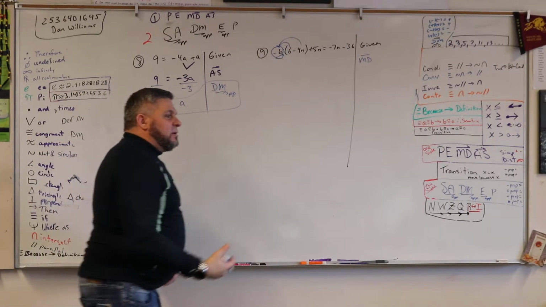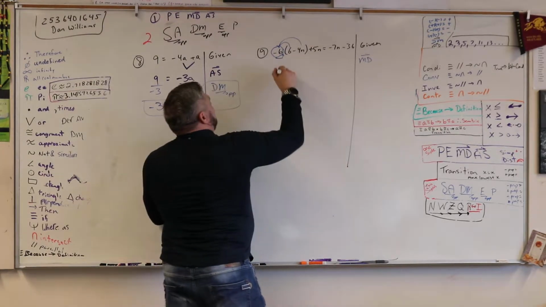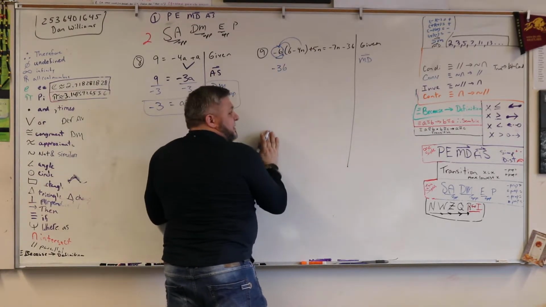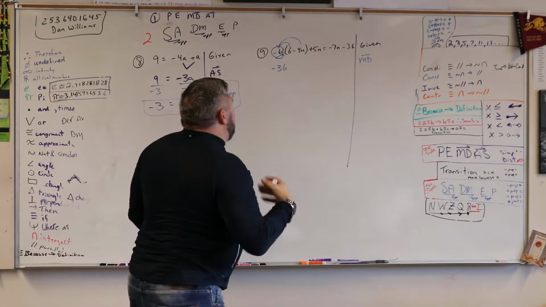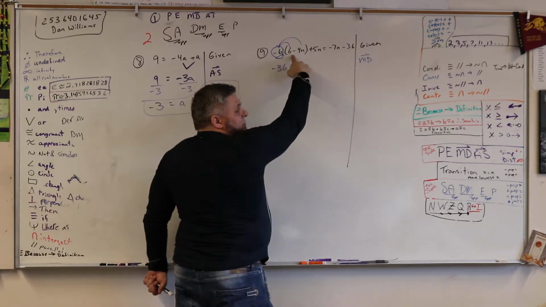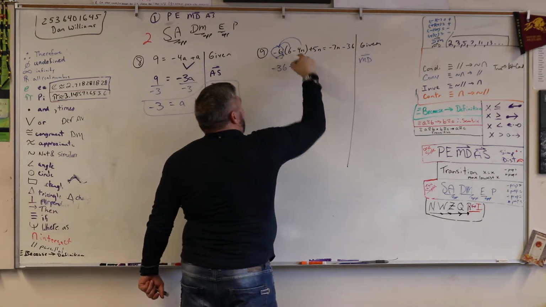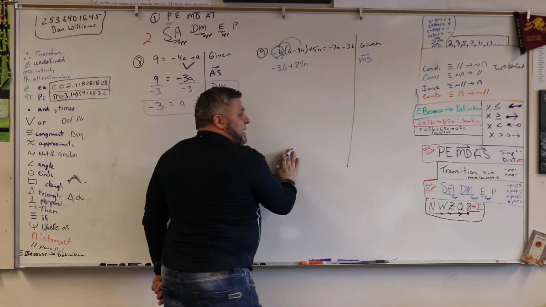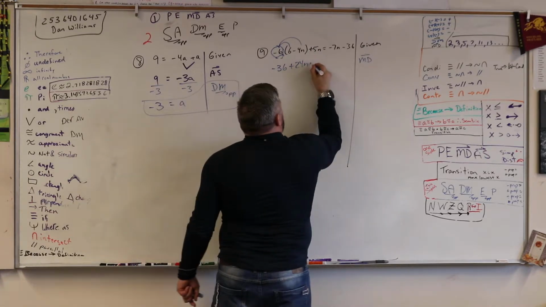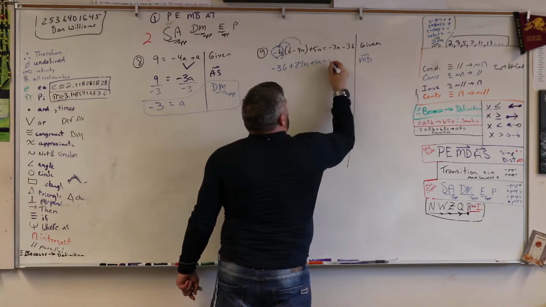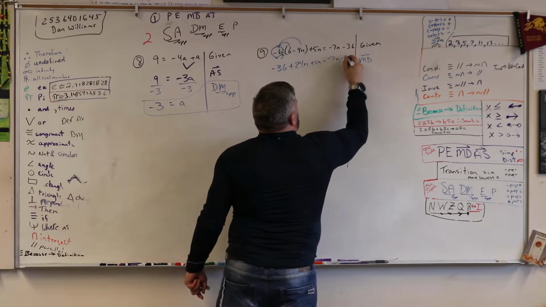What's 6 times 6? 36. So a negative and a positive? Negative. Negative 36. What's a negative and a negative? Positive. Perfect. And 6 and 4 is 24. Good. Right? Then just bring everything else down. Plus 5 in equals negative 7 in minus 36.